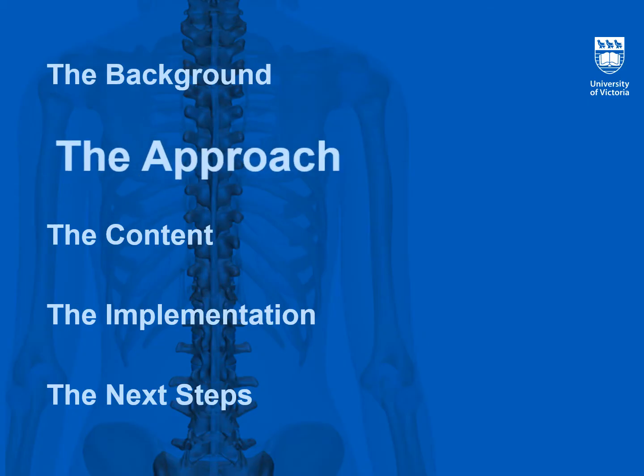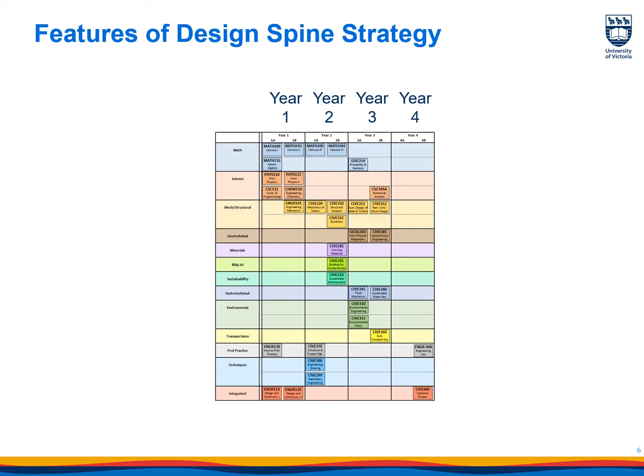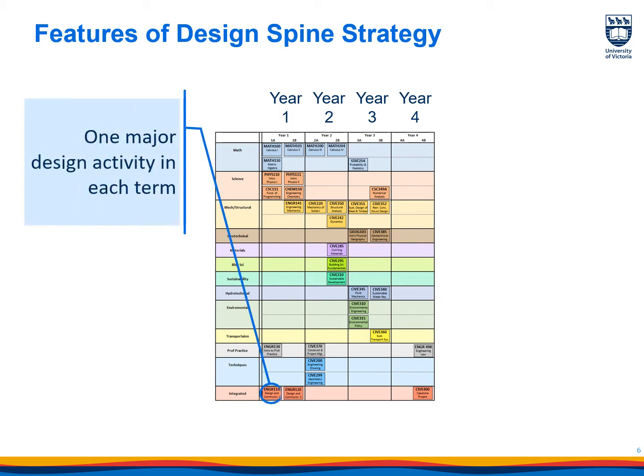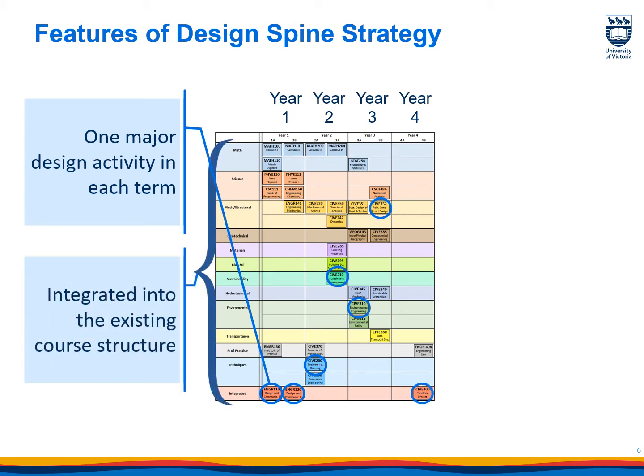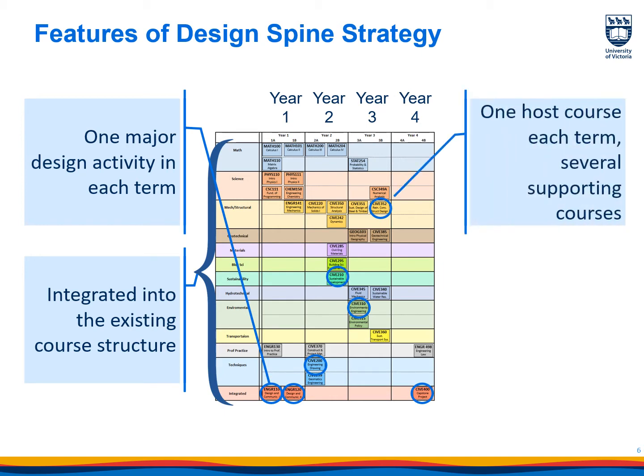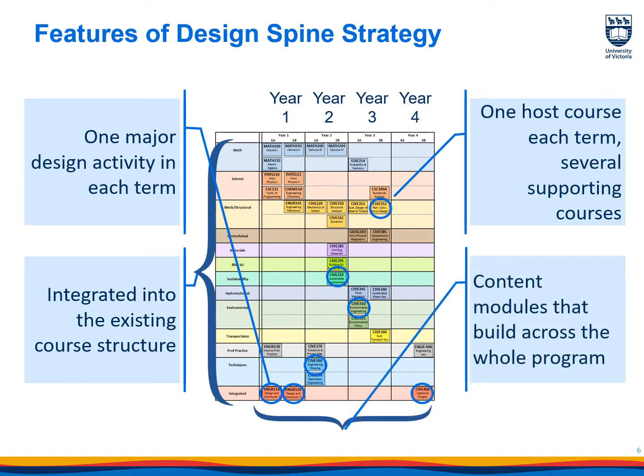So I'll briefly describe the design spine approach. This is a map of our curriculum across our 4-year program. And the design spine involves one major design activity in each term. These design activities are integrated into the existing course structure, and in each term, one course will act as the main host for the design activity with several other supporting courses, and then the content about sustainable design will ladder or build across the whole program.